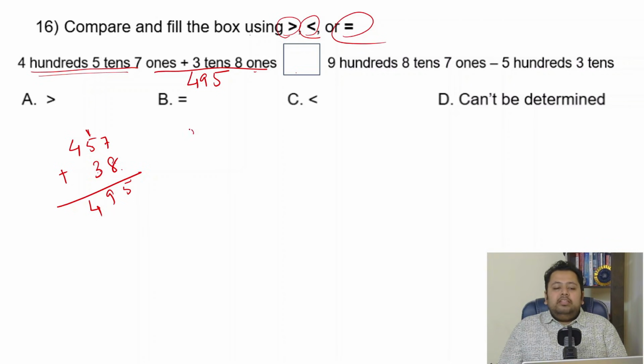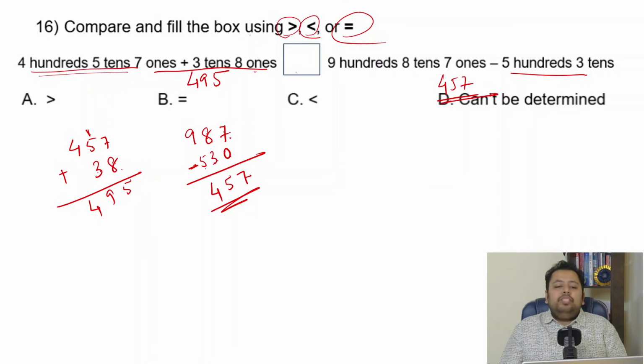Now this one. Here it is what? 987. 987 is written in this. 900s, 8 tens, 7 ones. Correct? This is 500 3 tens. So this is 530, right? So 500 3 tens and 0 ones. So if we do the subtraction over here, 7 minus 0 is 7, 8 minus 3 is 5, 9 minus 5 is 4. This is 457. Correct? So which is greater? This one, 495 is greater.